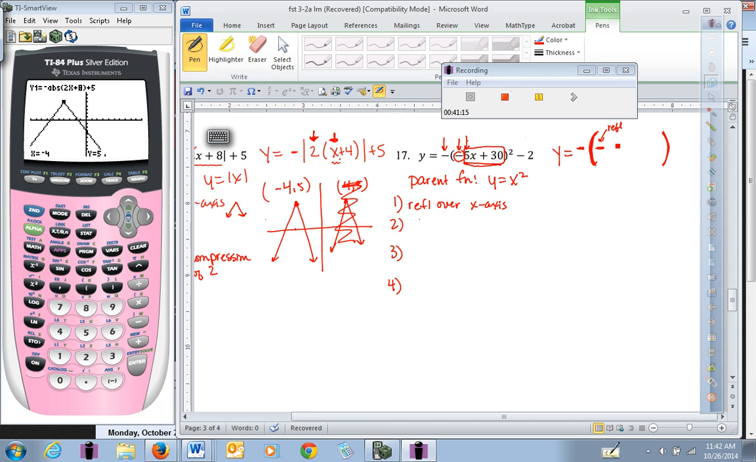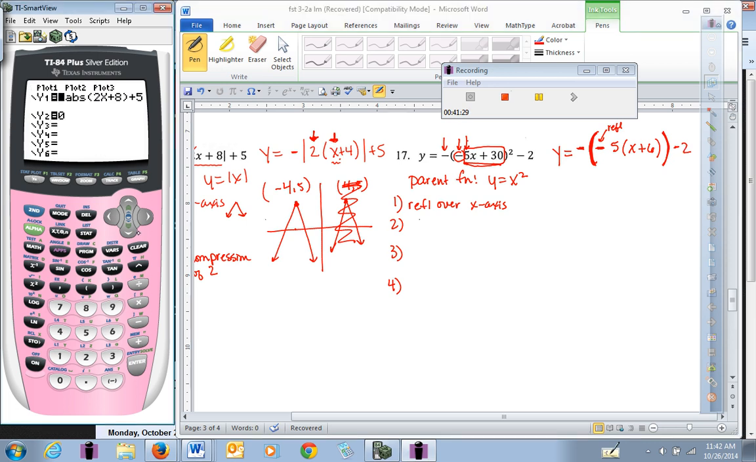So if we just factor this part right here, we'll say 5 parentheses x plus 6 more, and then a minus 2. All right? And I'm going to graph this over here so you can see what I'm doing too. I'll graph this original problem, so parentheses, negative 5x plus 30, all squared, minus 2. Okay, I kind of wanted you to get a feel for what this is going to look like here.